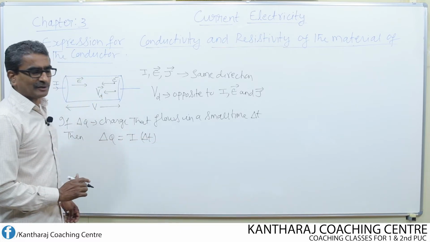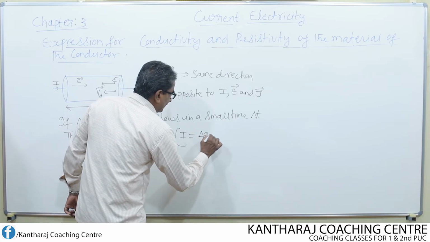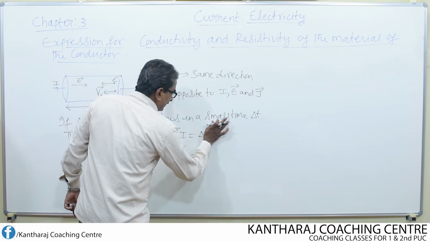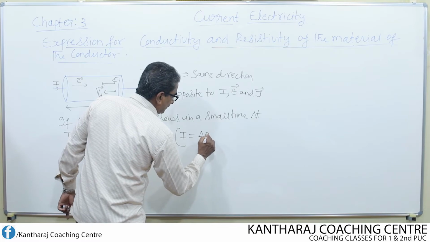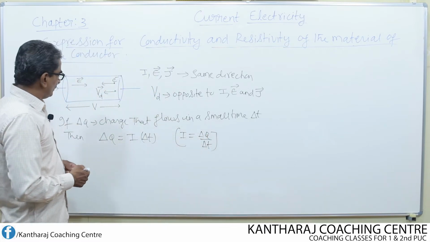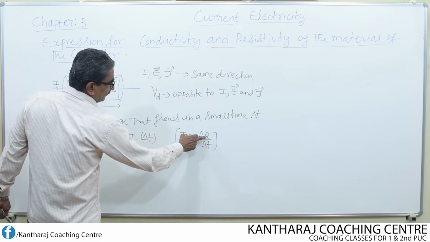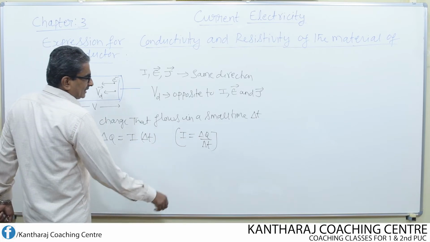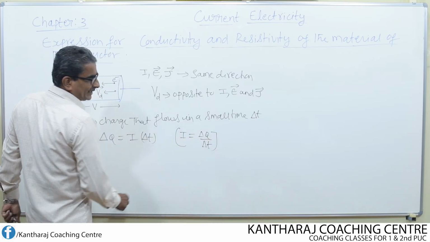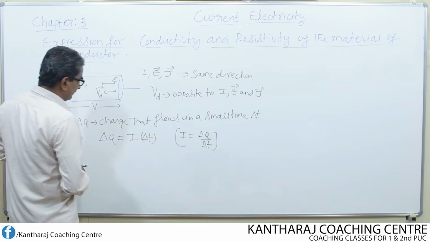How can I write this equation? Because we know the basic definition of current: I equals the time rate of flow of charges. Either you can make use of small q or capital Q, it doesn't make any difference. So delta Q is the small charge flowing in a small time delta T. If you cross multiply this, delta Q will be equal to I into delta T.